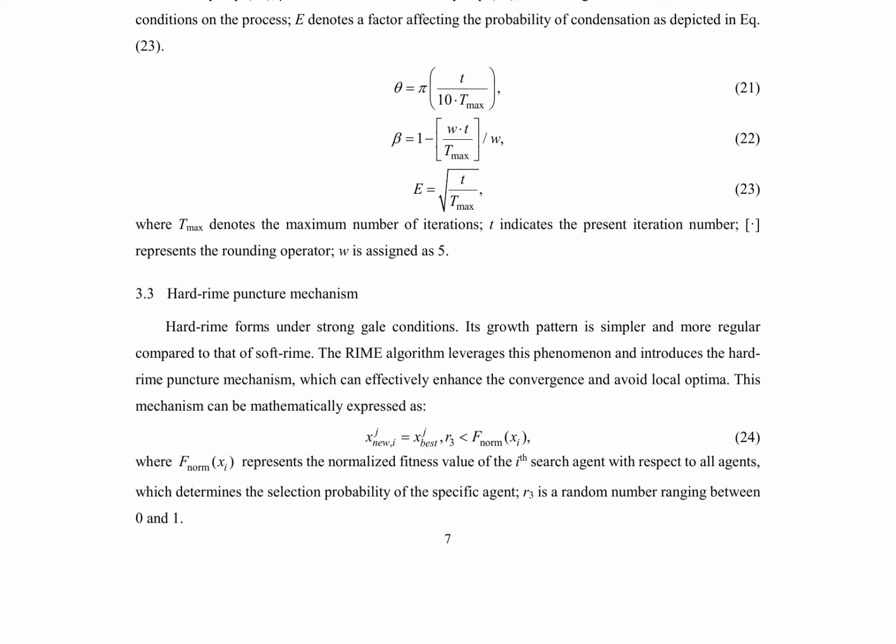The hard RIME puncture mechanism, inspired by the simpler and more regular growth pattern of hard RIME under strong gale conditions, enhances convergence and avoids local optima. Mathematically, it is expressed as equation 24, where norm(x_i) represents the normalized fitness value of the ith search agent with respect to all agents, determining the selection probability of the specific agent, and R3 is a random number ranging between 0 and 1.